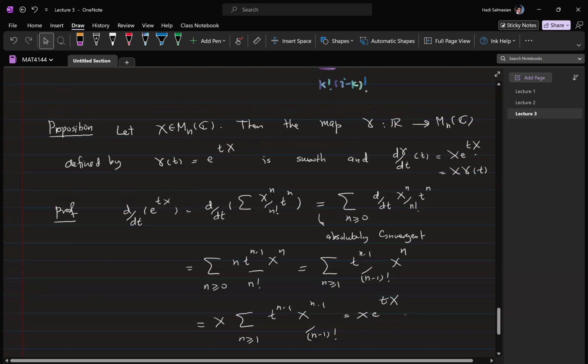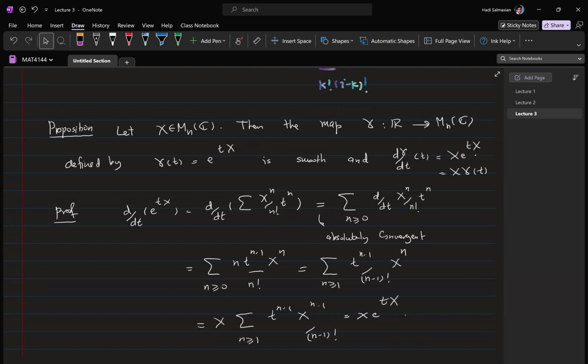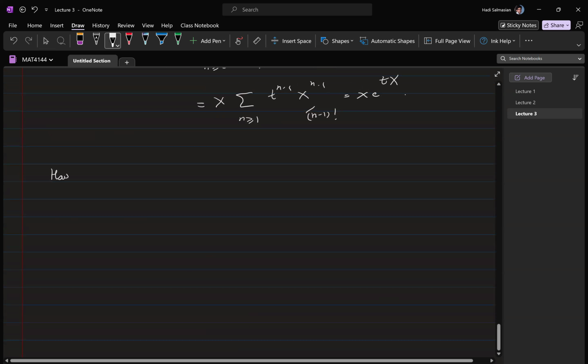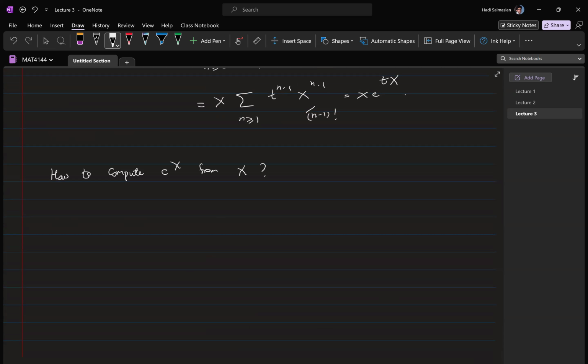Okay, so now we learned about this exponential, but of course, one thing that also shows up as a problem in ODE or in applied applications is how to compute this exponential, because using the series is not easy. So here's an actual question: how to compute e to the x from x. Do you have a suggestion? Anybody here or online? First people here in this room.